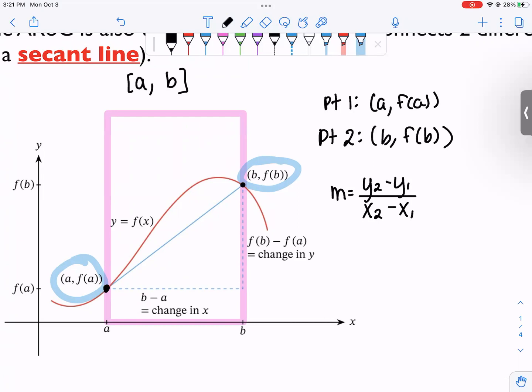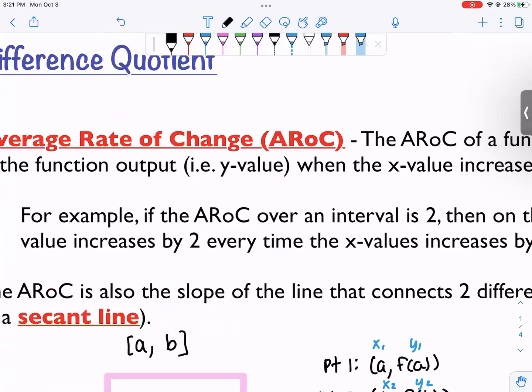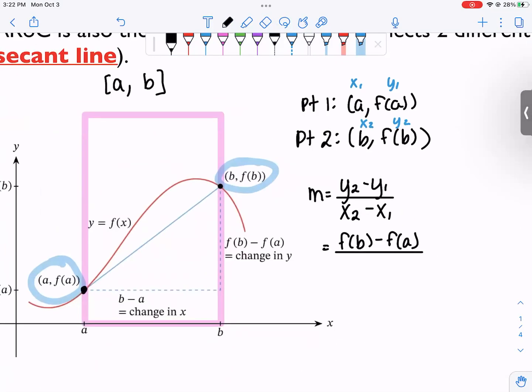Okay. So let's do a little labeling, let's say x1, y1, x2, y2. y2 is f of b. y1 is f of a. All over x2 is... Hold on, let my screen readjust. Okay, there we go. X2 is b, x1 is a. So that slope comes down to be f of b minus f of a over b minus a.